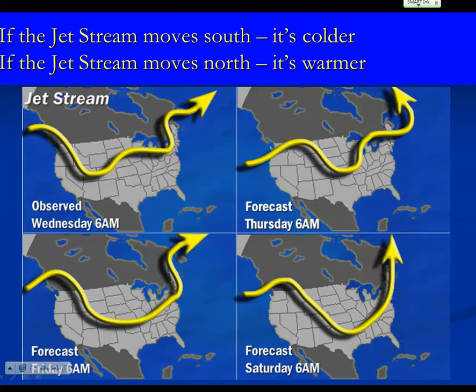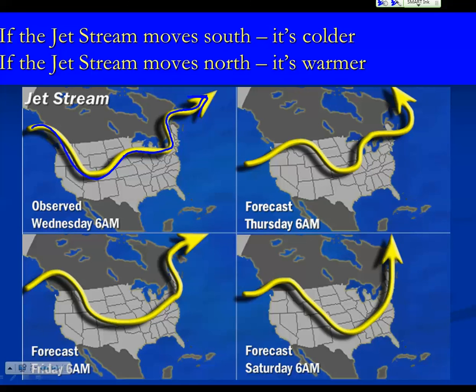So if the jet stream moves south, it generally brings colder conditions. And this is the polar jet stream. And if the jet stream moves north, it brings warmer conditions for us. And we see this all the time. Here we see the jet stream kind of flowing like that, and it goes around the planet. It's a big ring around the whole entire Earth here. And that's Wednesday at 6 a.m.